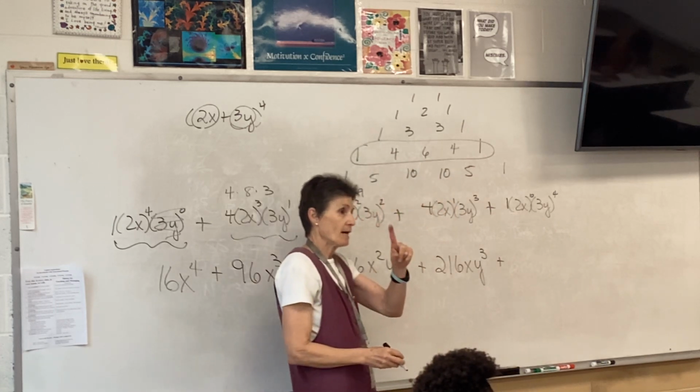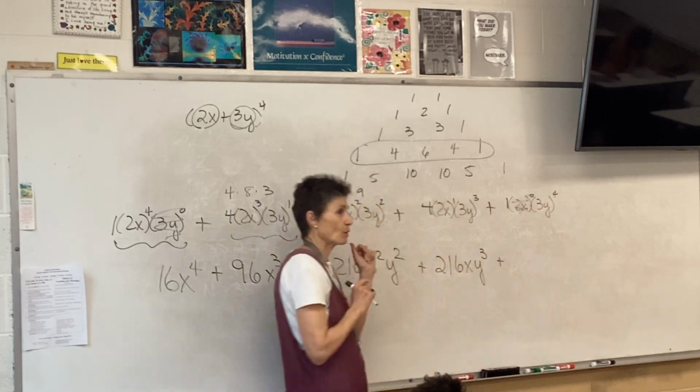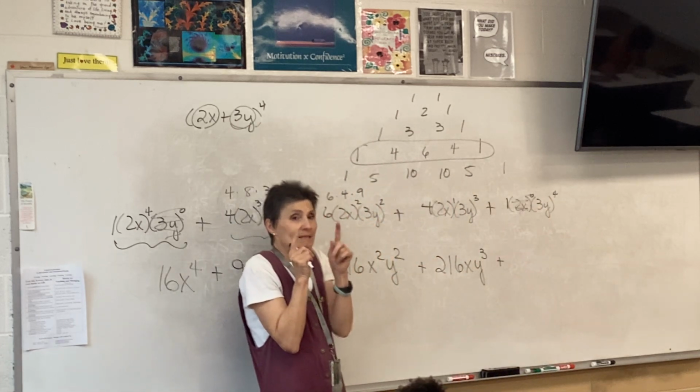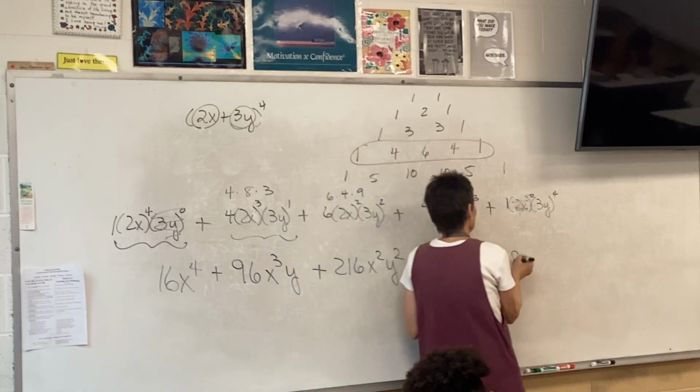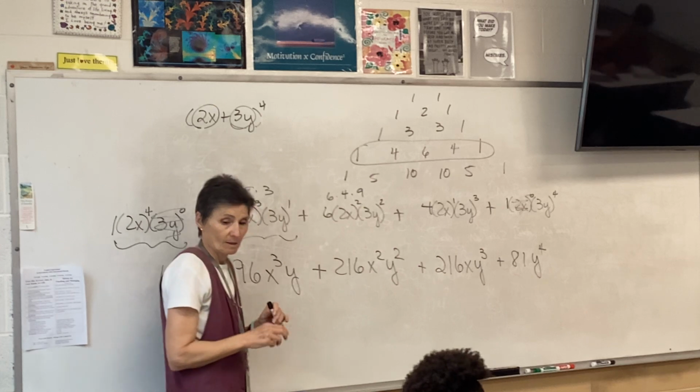Hey, now redeem yourselves. What's on the end? Remember, anything to the 0, just disregard it. 81. What is that? 81. Yes, 81 y to the 4th. Problem finished.